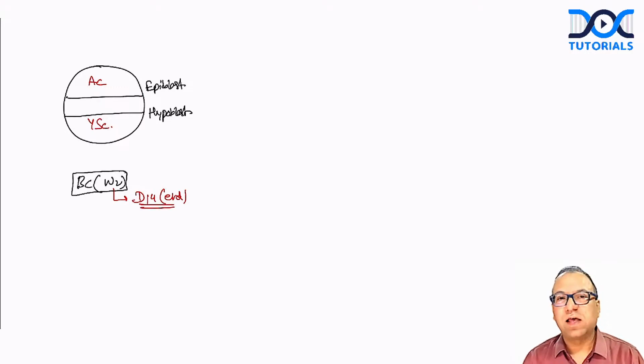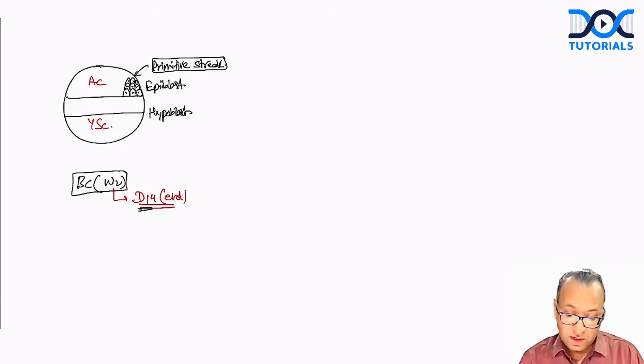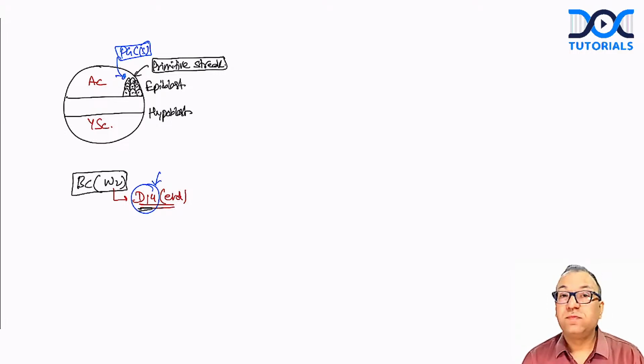Now, by the end of week number 2, that is day number 14, you'll find that the epiblast cells are proliferating. And as these epiblast cells proliferate, they'll form what is called the primitive streak. So here we are now looking at the primitive streak. The primitive streak is formed by the epiblast cell proliferation, and that will happen at the end of the 14th day.